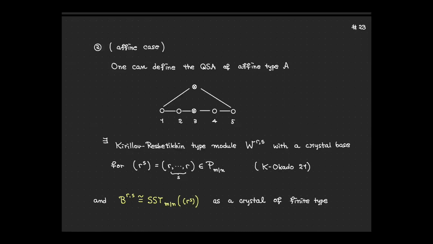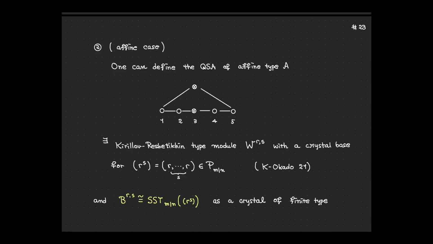So, for example, we may think of the quantum affine superalgebra of type A with respect to this Dynkin diagram, where the underlying finite type is the same as in this lecture, but we add one more simple root. Of course, there are other simple root systems. We may take the other simple root systems as well, but this is one of the standard ones.